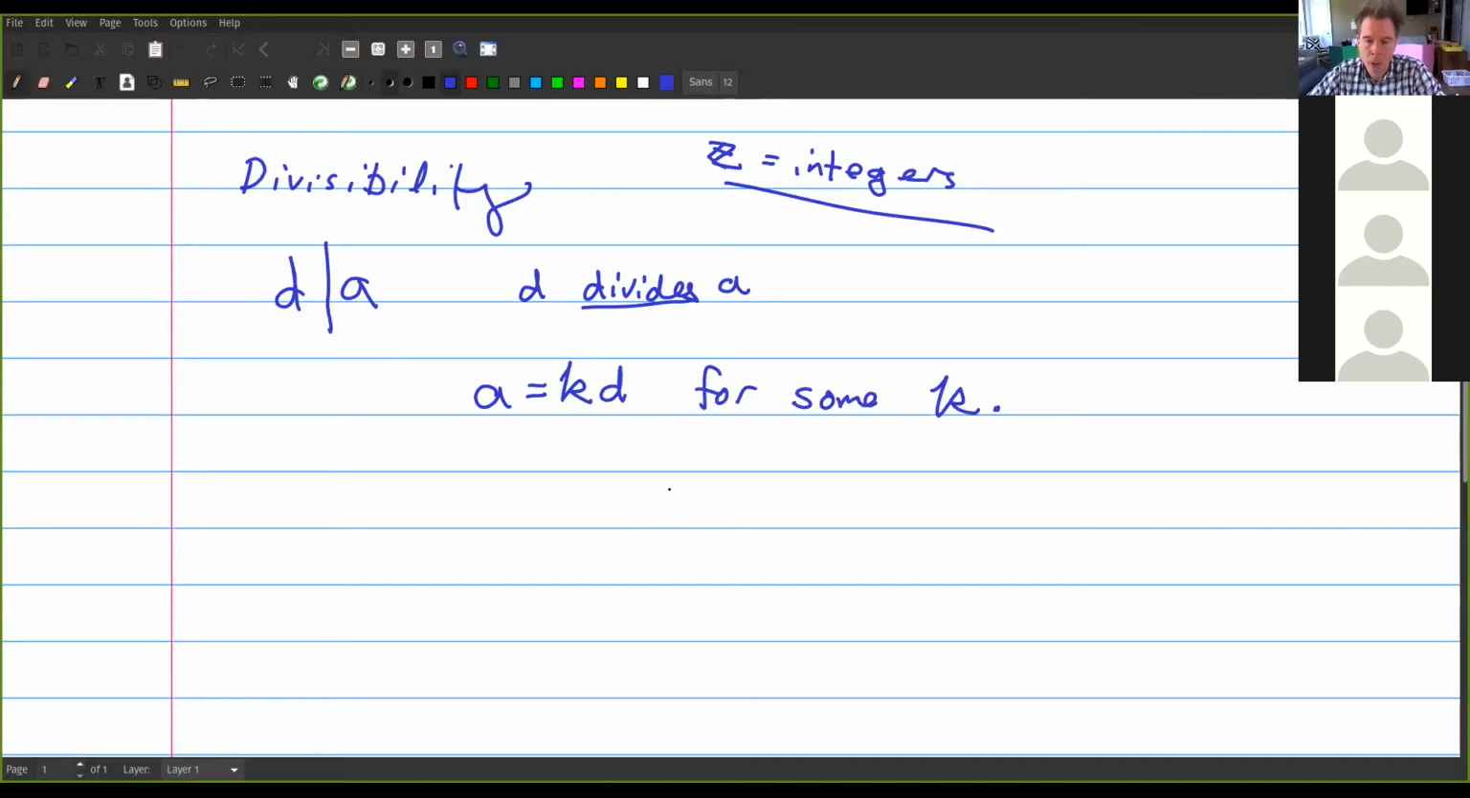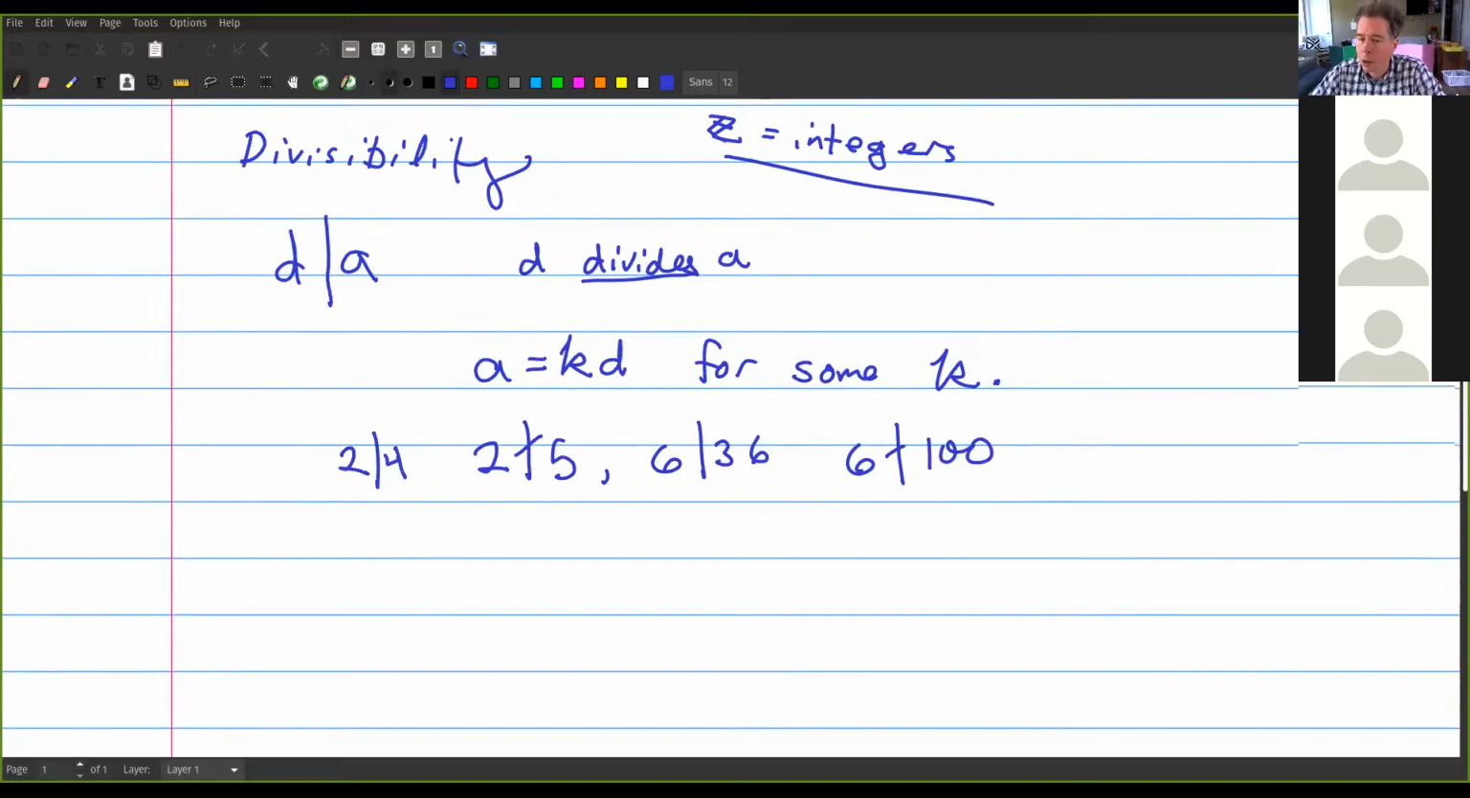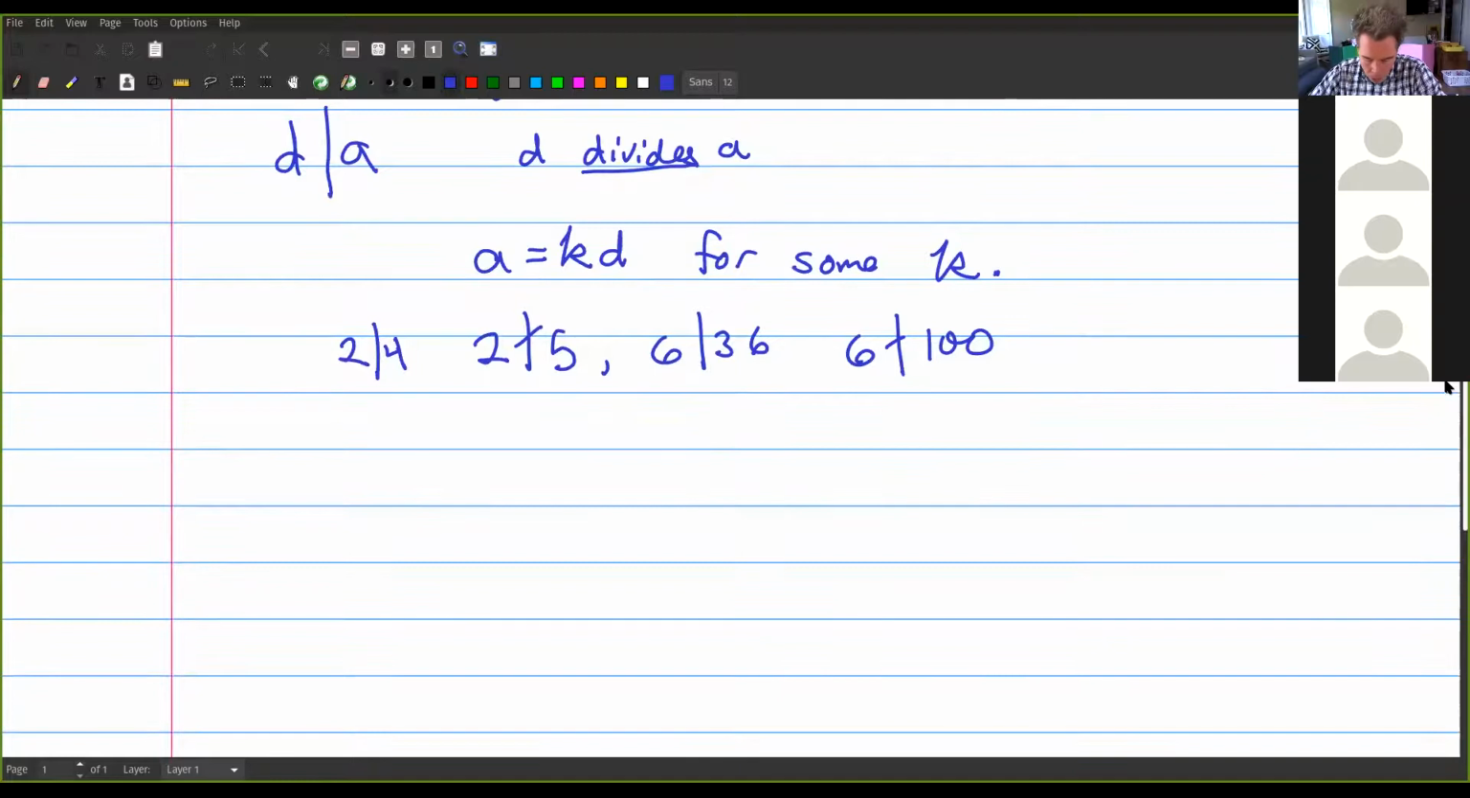So what are examples? 2 divides 4, but 2 does not divide 5. And 6 divides 36, but 6 does not divide 100. Am I right about that? Yeah, that's right. Okay.